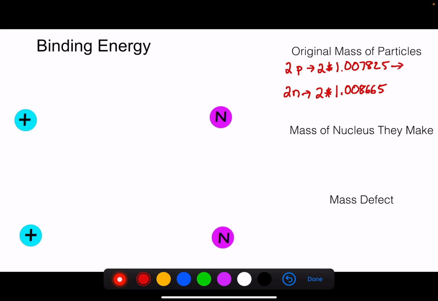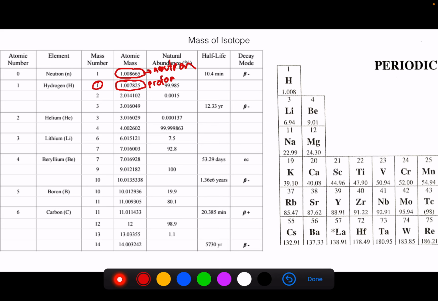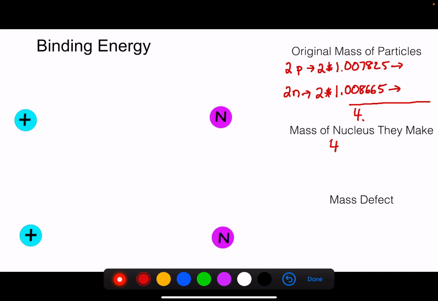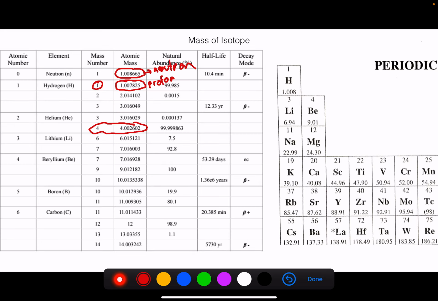Multiply this out and get your total. Then add up all of those masses. Whatever you get here, and I don't have access to a calculator, so you're going to have to figure this out. Okay? Again, don't round. Then next, you look at what it makes, and it's going to make helium-4. So get the mass of the helium-4: 4.002602.